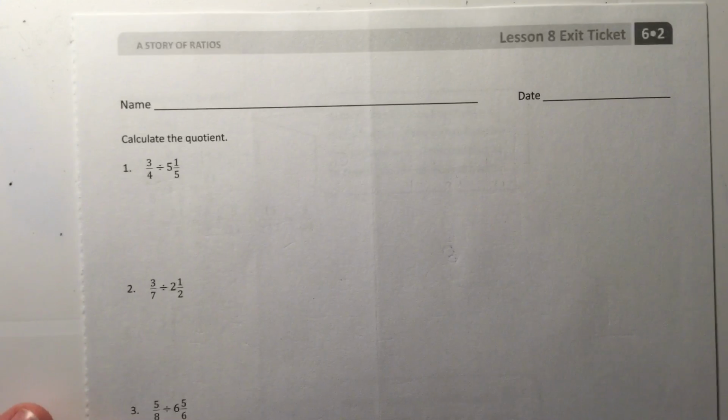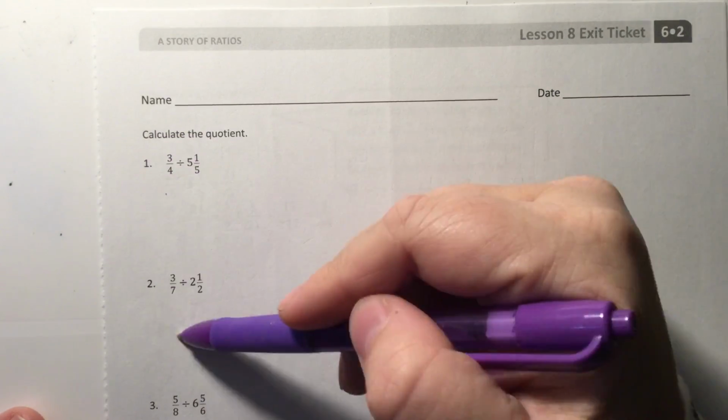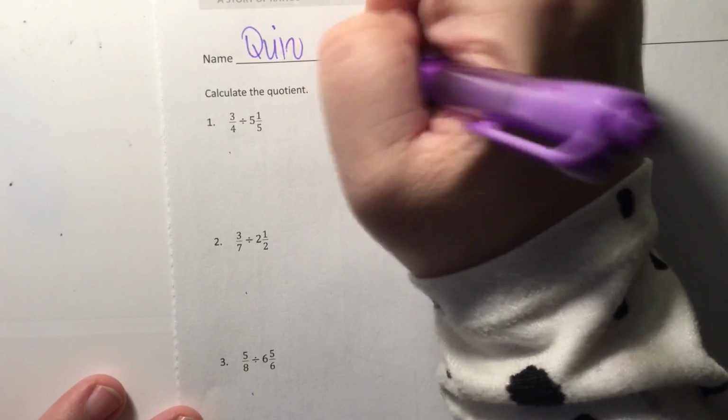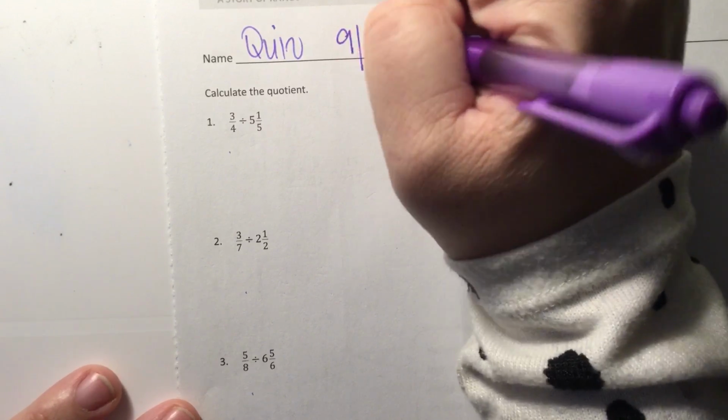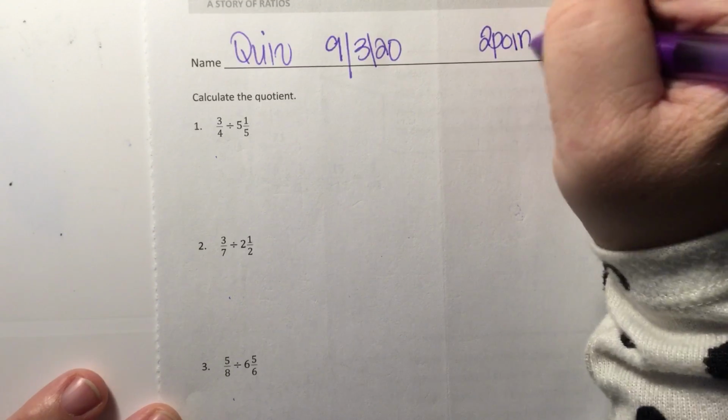It's a classroom activity, so you are responsible for the exit ticket. This is a quiz, okay? So it's going to be worth a decent amount of points. This is going to be worth 20 points. Each one is going to be worth 5 points, okay? So this is a quiz for today. Today is 9/3/20, and this is going to be 20 points, okay?